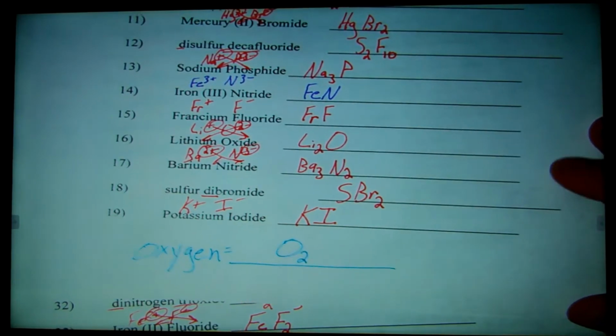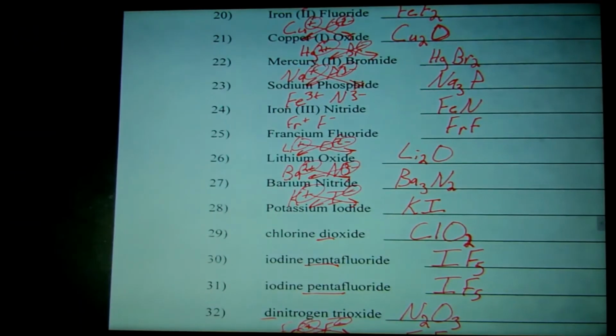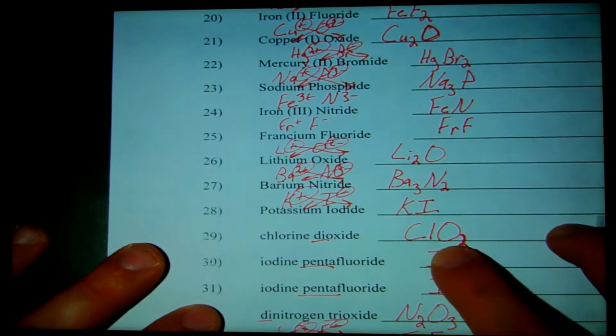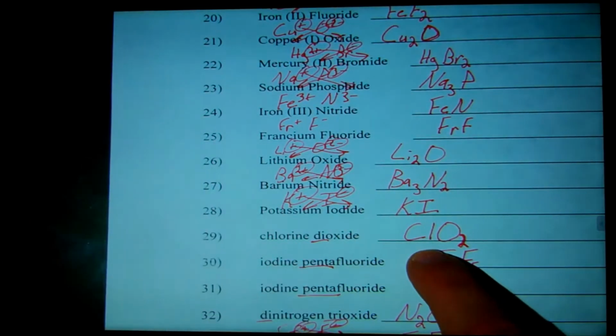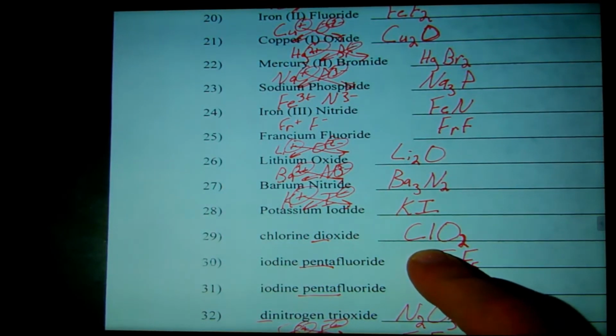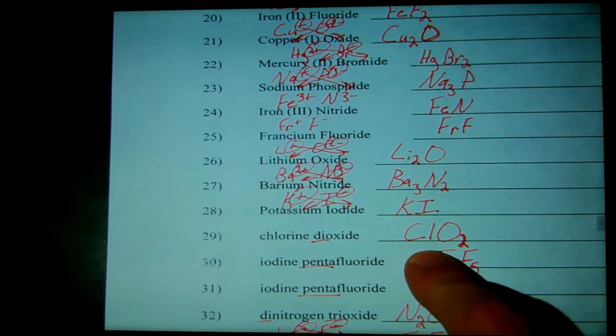Then my personal favorite one. Right here. Chlorine dioxide. How will that be a 2? Dioxide. Wait, that was a 2. Why did I say that? So, chlorine dioxide is ClO2.